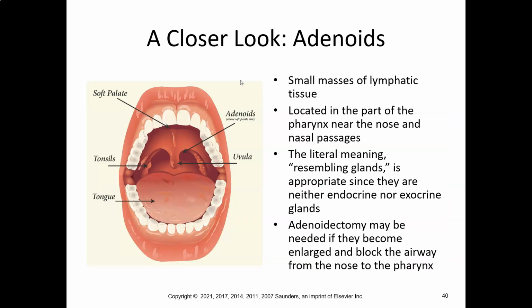And then we end with adenoids, which are a closer look. They're right above the soft palate right here. They're small masses of lymphatic tissue located in the part of the pharynx near the nose and nasal passages. The literal meaning, that they resemble glands, is appropriate since they are neither endocrine nor exocrine glands.